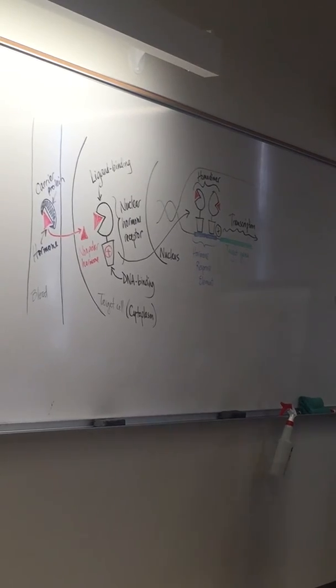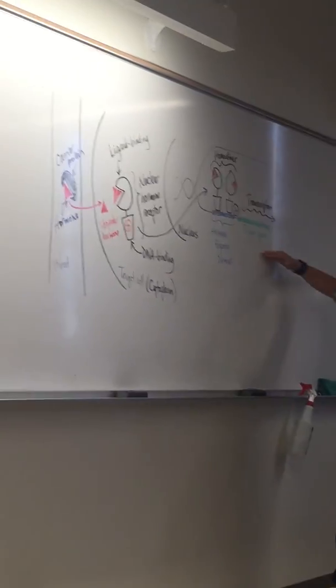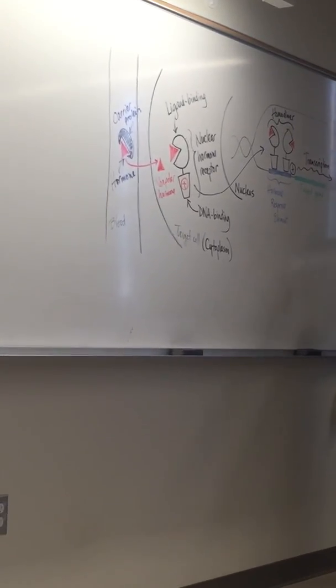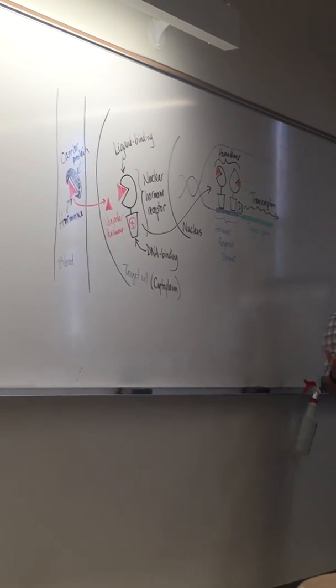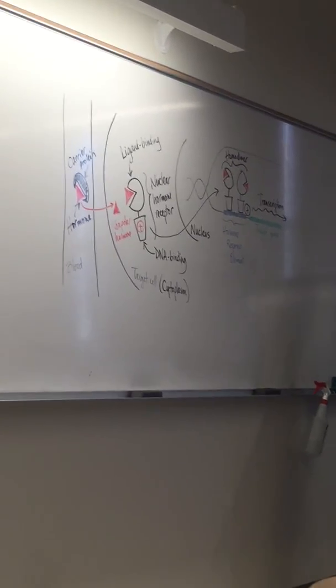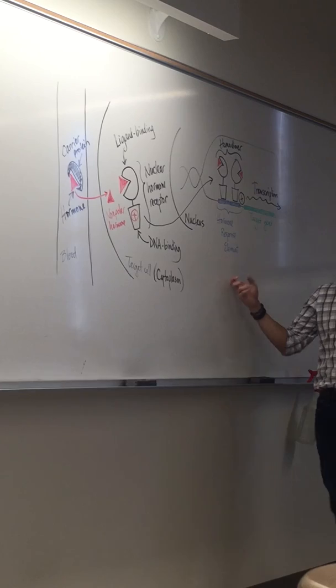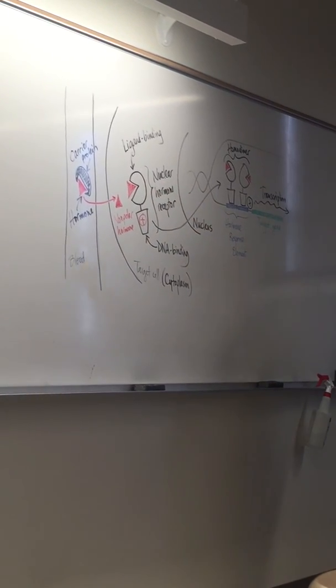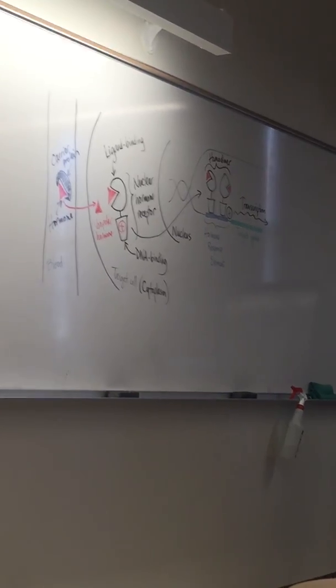This is how steroid hormones activate transcription in order to make a protein, a desired protein of this target cell. So this target cell can carry out its function, whatever function it is that is induced by this hormone in the first place.